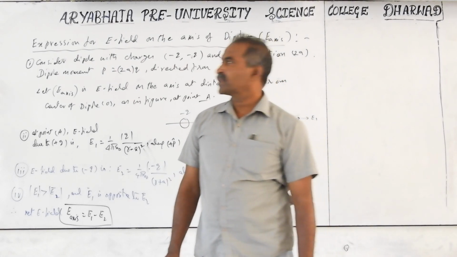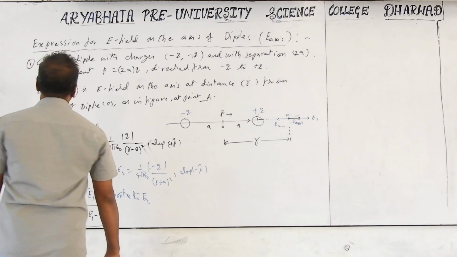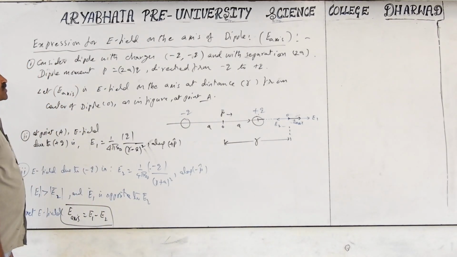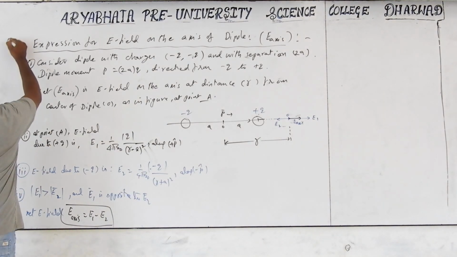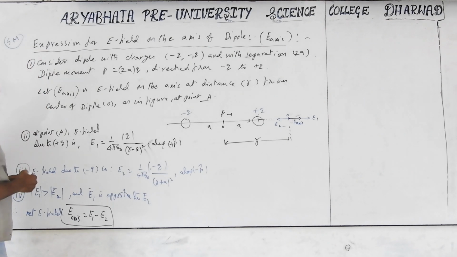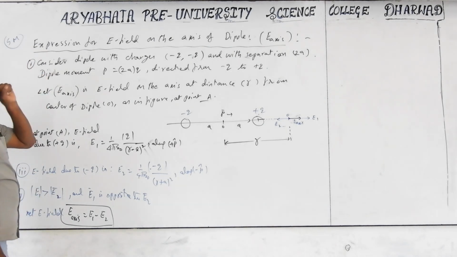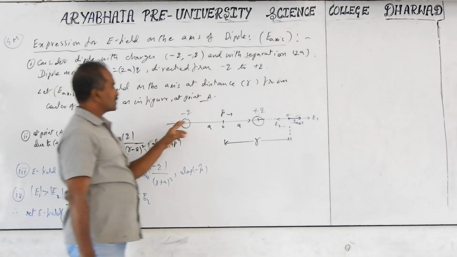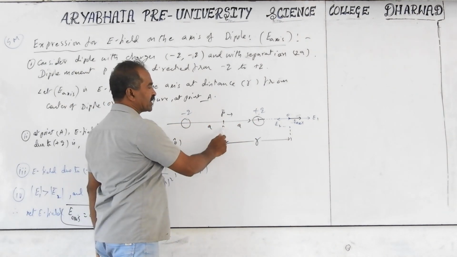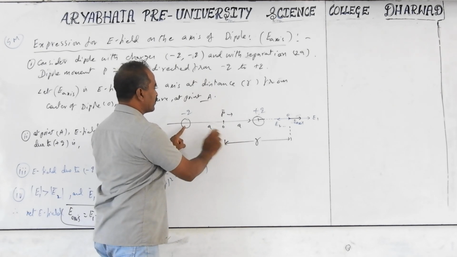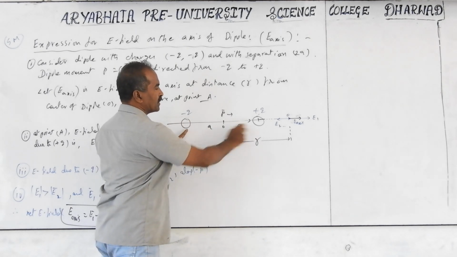Good morning, students. In the previous class, we were discussing the expression for electric field on the axis of electric dipole. Okay, and this is important for 5 marks questions. You have to take the two charges plus q and minus q separated by some distance equal to 2a that forms a dipole. O is the center of the dipole, therefore the distance from each charge from center will be a and a. Total distance will be 2a.